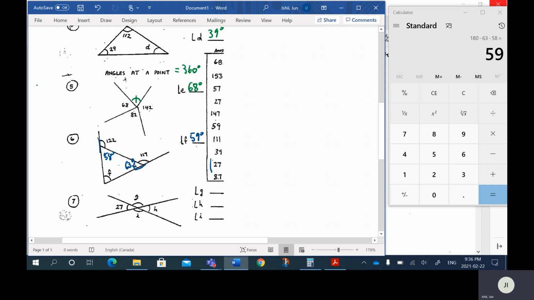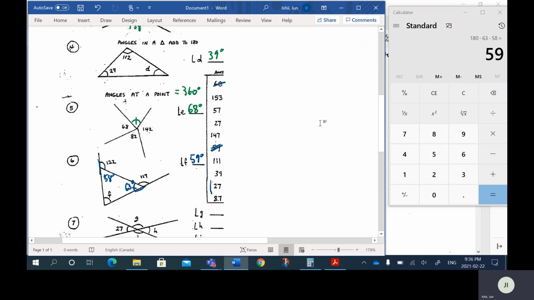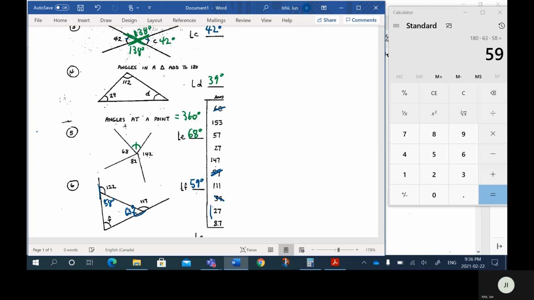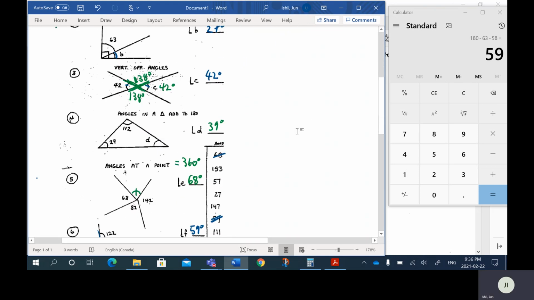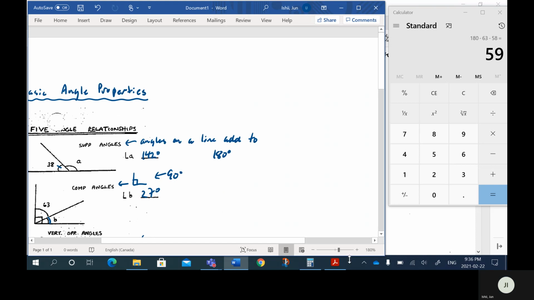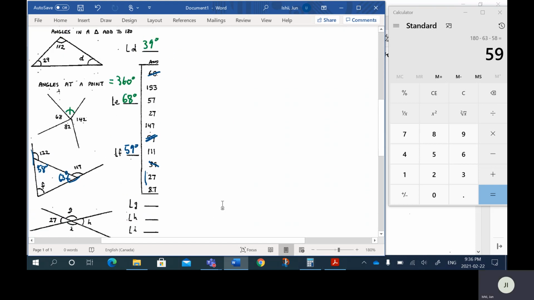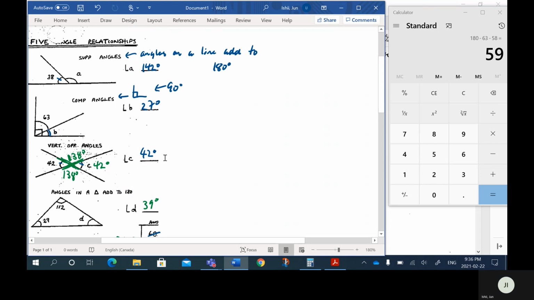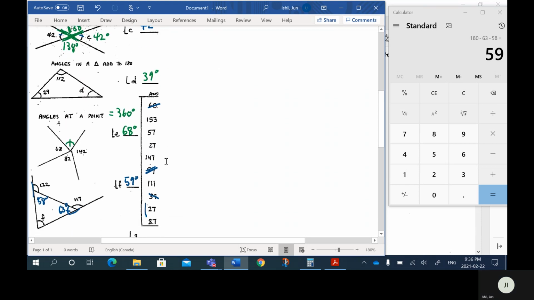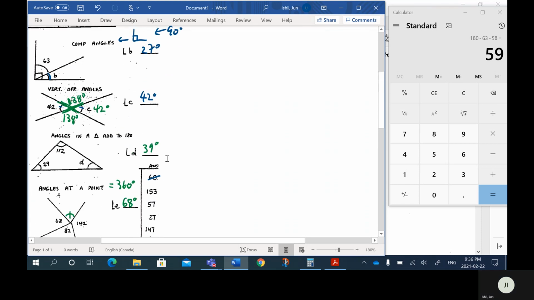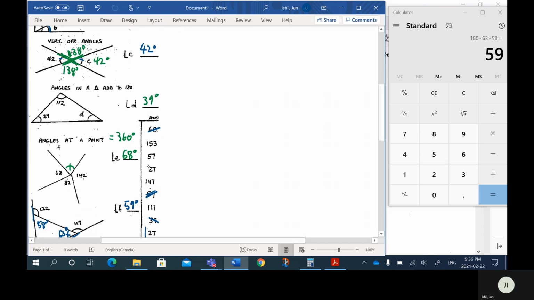So I applied the line rule, angles in a line add to 180, and then I applied the triangle rule, that angles in a triangle add to 180. So I'm left with 59. And again, as you work through this, you can see that 59 was here, so I'm going to cross that out. 68, actually, I'll just cross out the previous ones here. We have 68, we have 39, 142, 27.